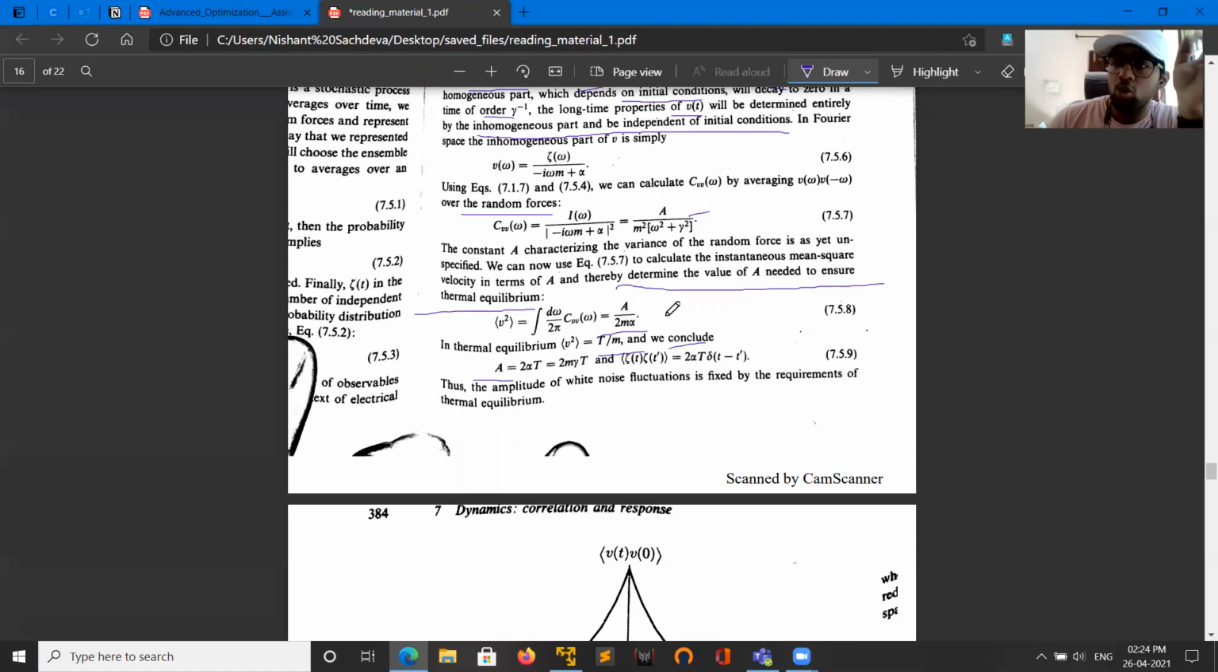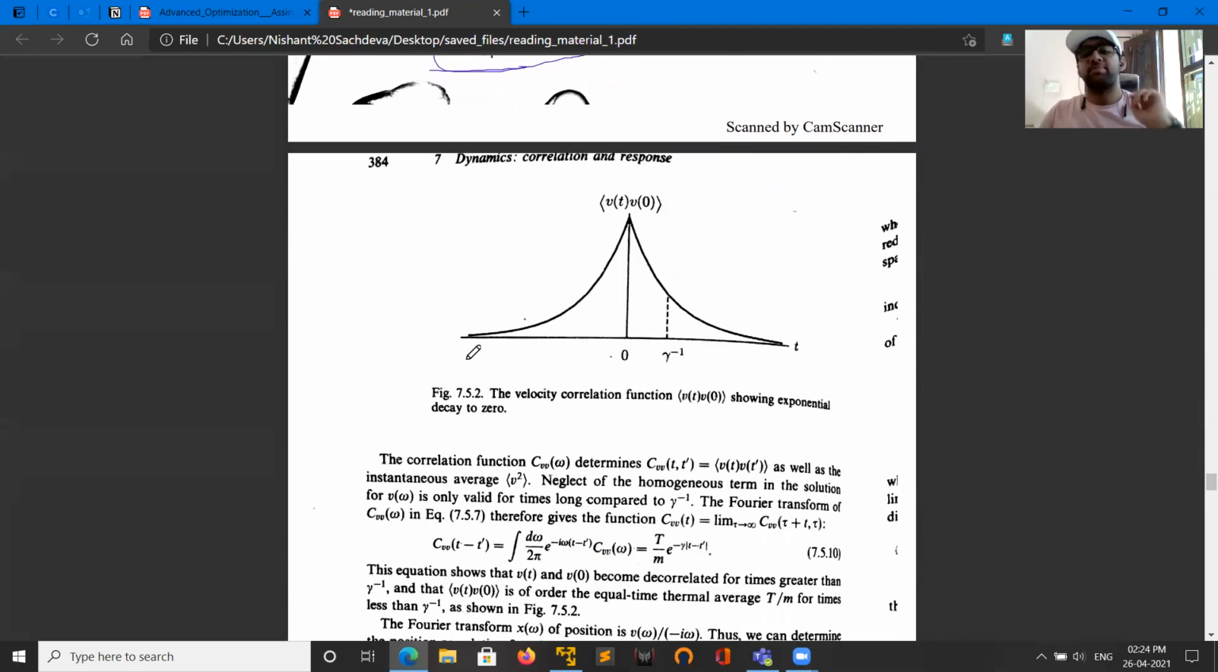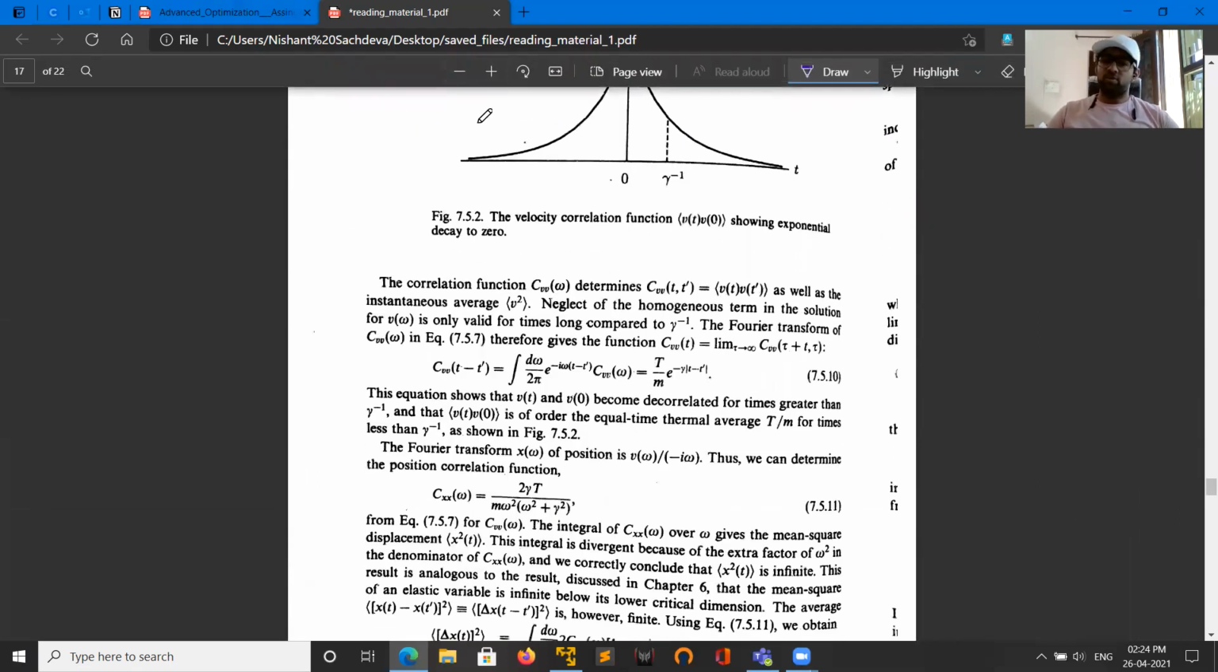If we substitute values from before, we get the average of tau(t) tau(t') as 2 alpha T delta of t minus t'. Thus, the amplitude of white noise fluctuations is fixed by the requirements of thermal equilibrium. The thermal equilibrium will be there, the white noise will have to adjust. That's what they're saying, that's what we are saying, that's what everyone is saying.